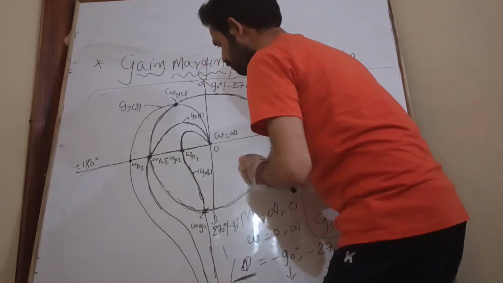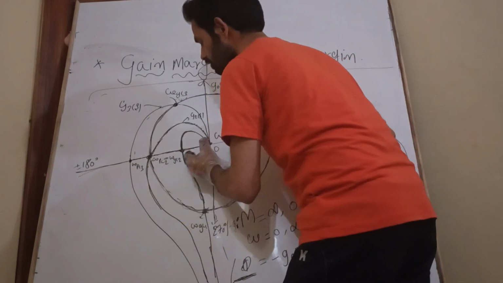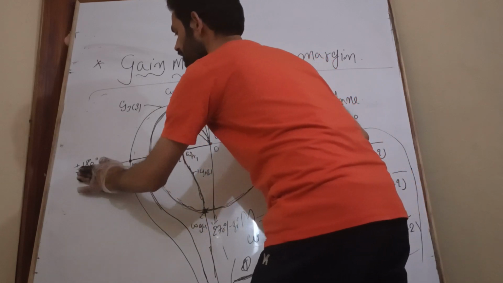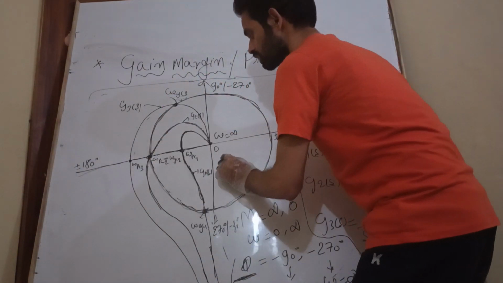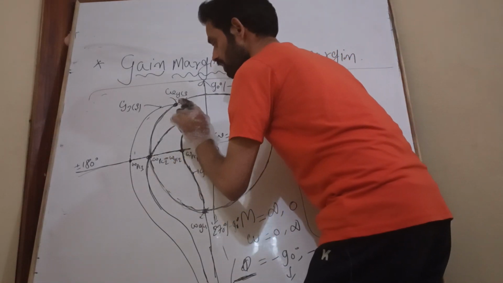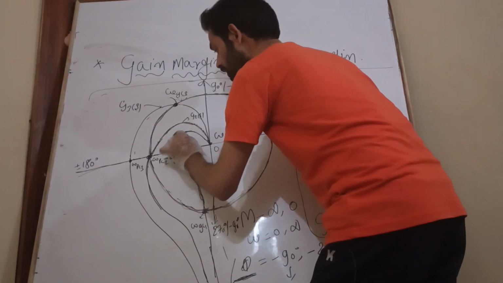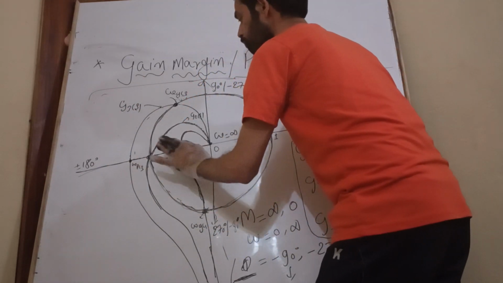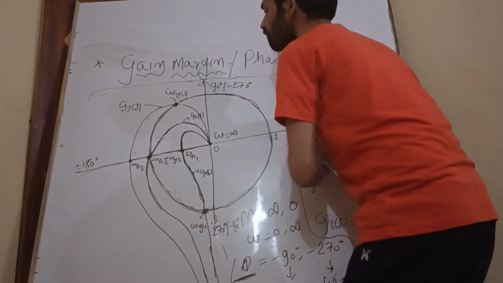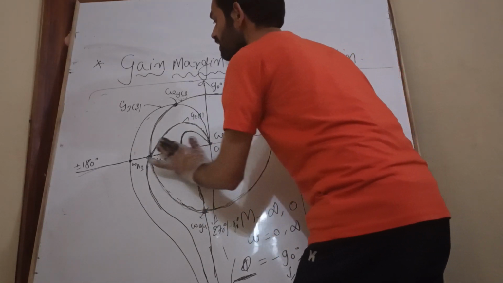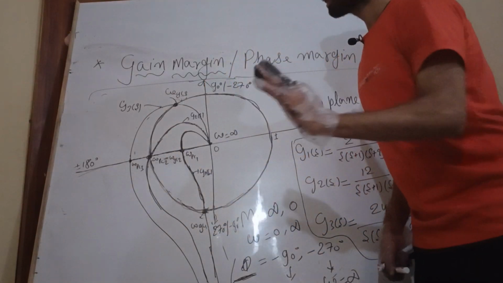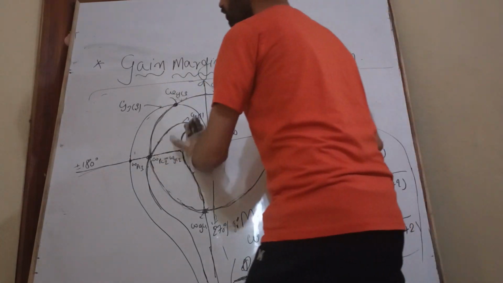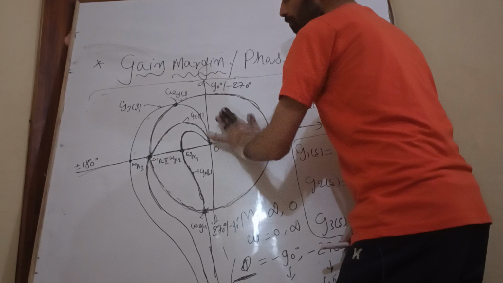Okay, what is phase crossover frequency? In simple definition, it is the frequency at which the angle of the system becomes minus 180 degrees. The other way you can say it is the frequency where the Nyquist plot of the system cuts the real axis. That point is nothing but the phase crossover frequency. By that way, you can make the definition.